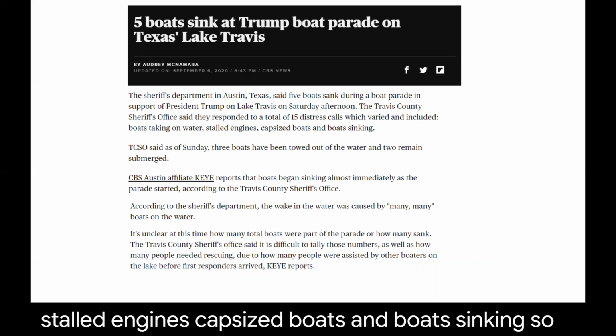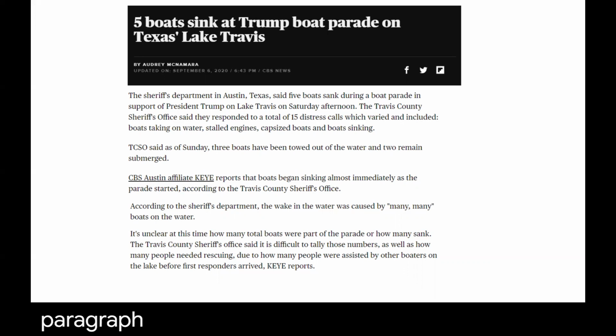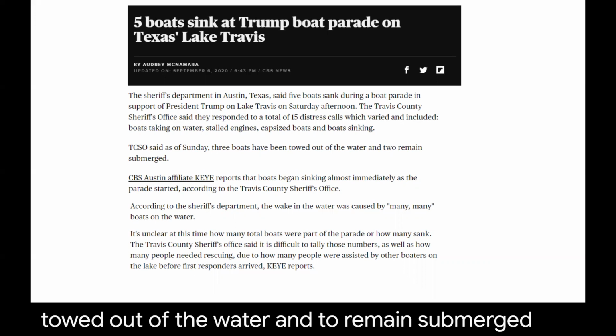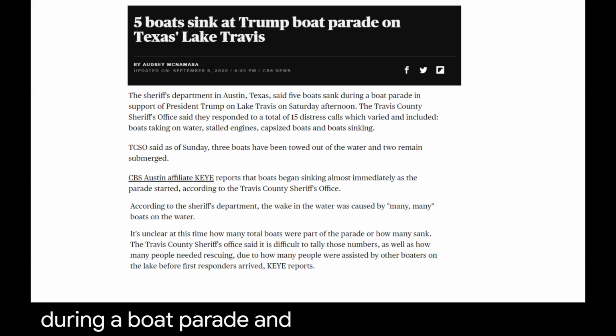So this is really a 2-sentence lead, but you could argue that the second sentence is really the second paragraph. They're just connected ideas. And then it says TCSO said as of Sunday, 3 boats have been towed out of the water and 2 remain submerged. So you can see the most important information is on top. We have 5 boats that sank during a boat parade in support of the president, and its location. We have that information attributed to the Sheriff's Department.